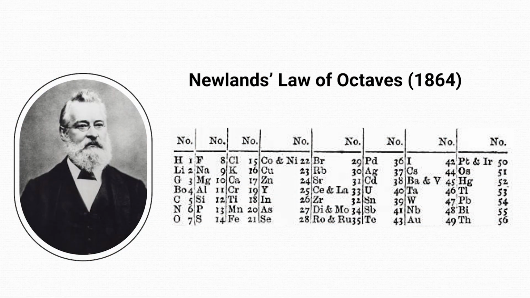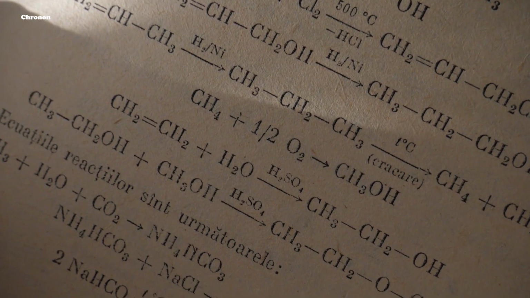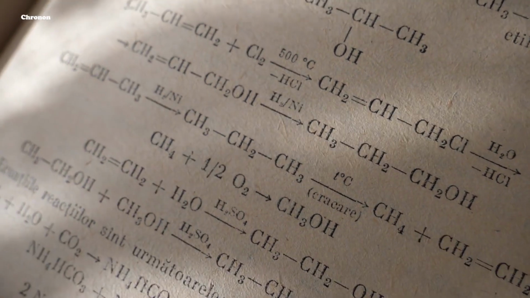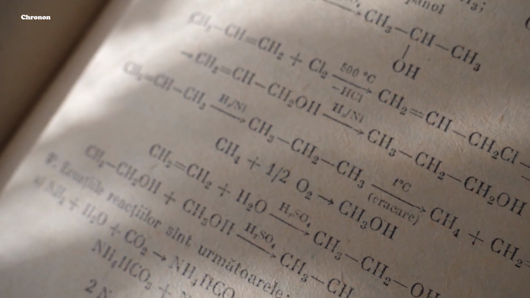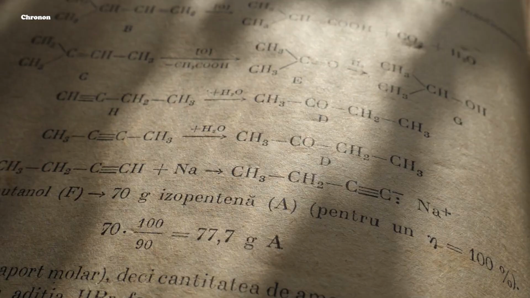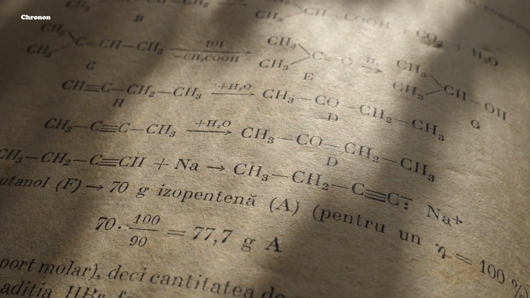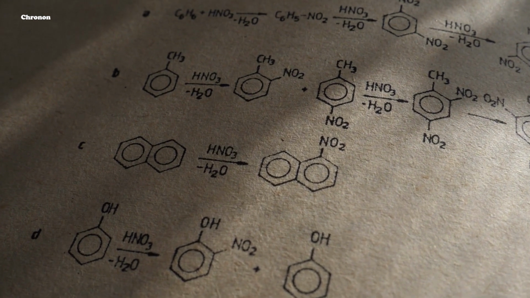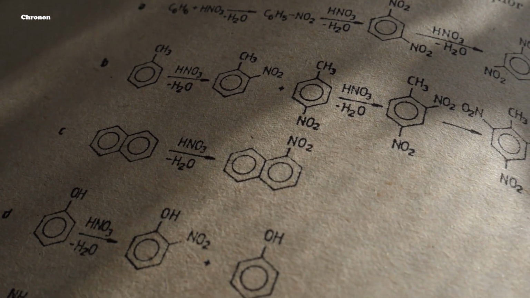Newlands Law of Octaves. Newlands Law of Octaves, proposed by English chemist John Newlands in 1864, was an early attempt to classify elements and identify patterns in their properties. The law was based on the observation that when elements were arranged in order of increasing atomic number, certain properties repeated every 8th element, similar to the octaves in music.